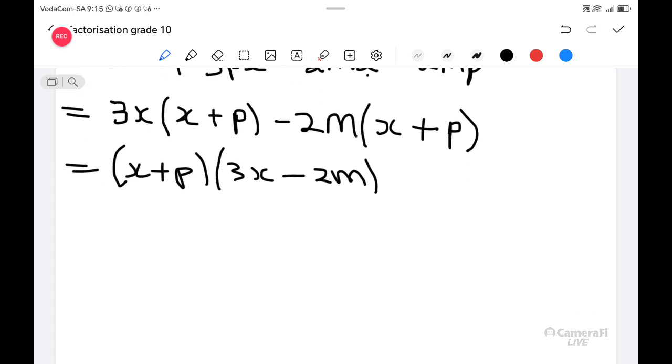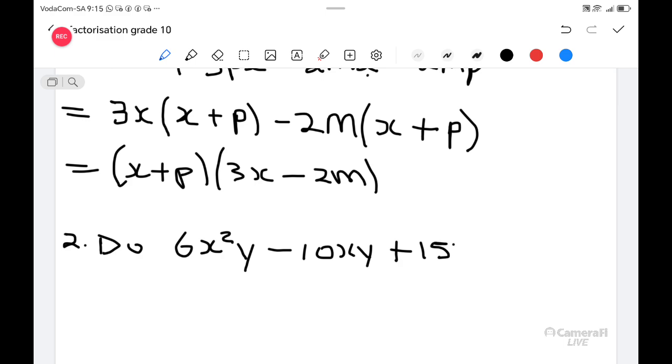So then please do this one, number 2. You can do this for me. 6x squared y minus 10xy plus 15x minus 25.